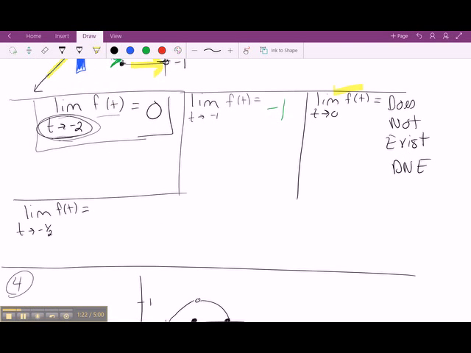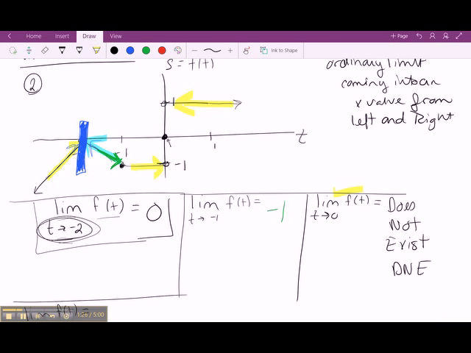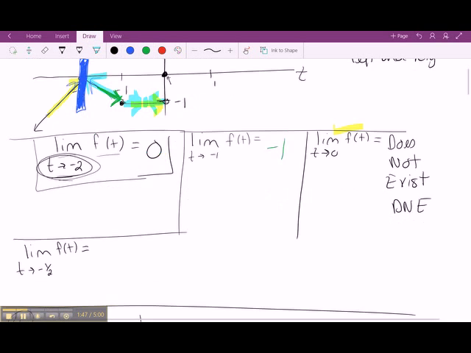And then the last part of the question is what happens as t approaches -1/2. So I would say that looks like as t approaches -1/2, we're approaching roughly this point. Coming in from the right, coming in from the left, it looks like it doesn't matter. We are staying at -1. So our y value is -1 on that one.